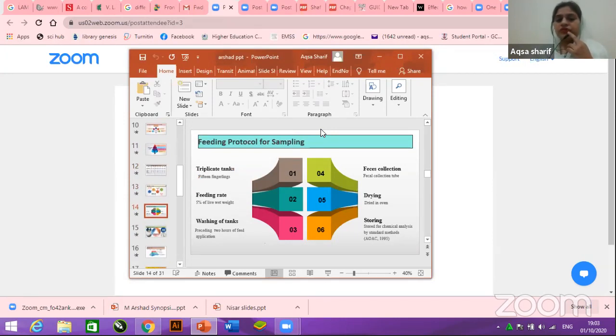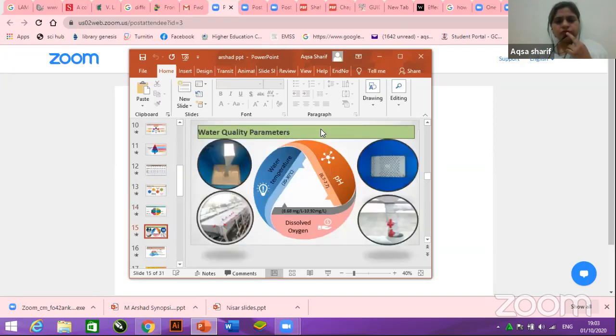Feeding protocol for sampling, that I've explained earlier. I think I should move on.